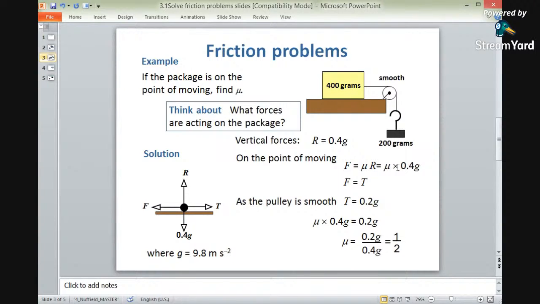Here, what is F? F we have taken as mu into 0.4 times g. Mu we have taken here. Just we are equating this. F is equal to T. What about F? F has a value of mu into 0.4 g. What about T? T has a value of 0.2 g.